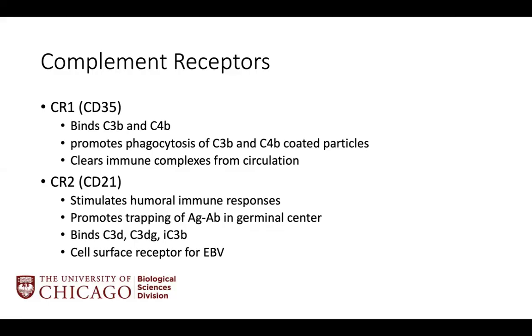Okay. So complement receptor 1 will bind to C3b and C4b, and it will promote phagocytosis of C3b and C4b coated particles, and it will clear immune complexes from circulation. CR2 is also CD21. It stimulates humoral immune responses, promotes trapping of antigen antibody in germinal centers. It binds to C3d. And very importantly, you should know that it is the cell surface receptor for EBV.